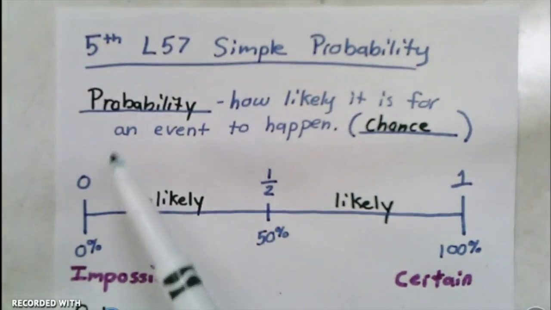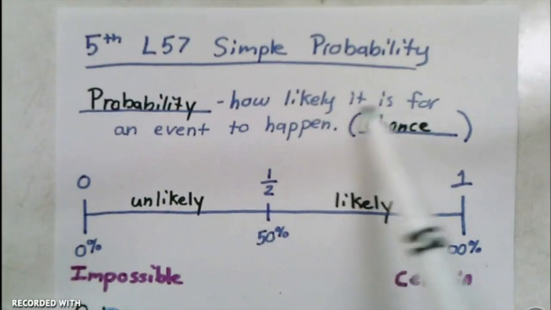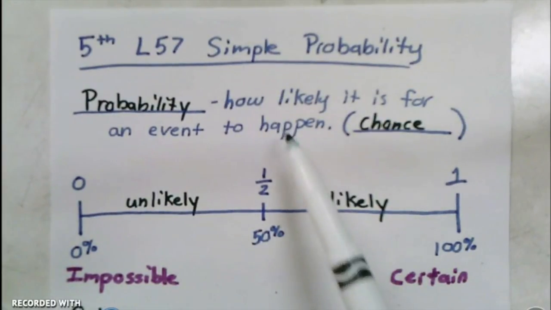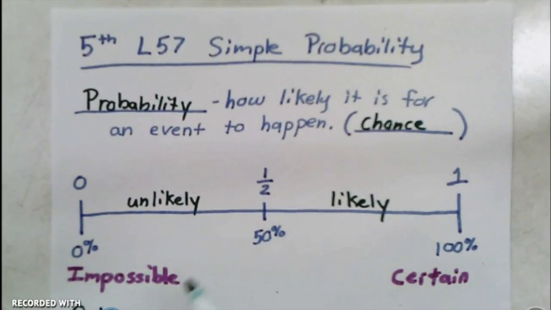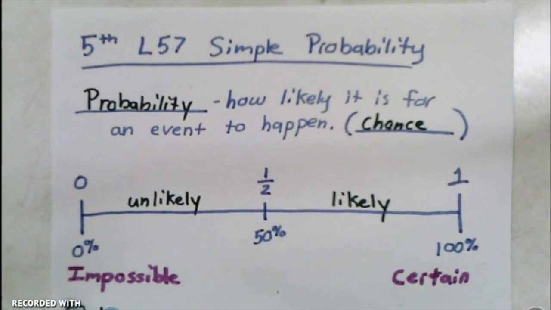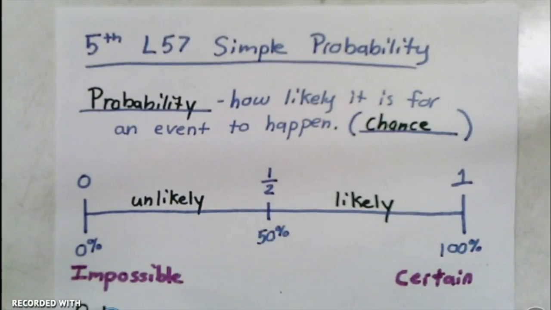So our first vocab word is probability, how likely it is for an event to happen. Chance is another word that we use when we're describing probability and all of that good stuff. So here we go. Probability and chance can be shown with a fraction. They can be shown with a percent.